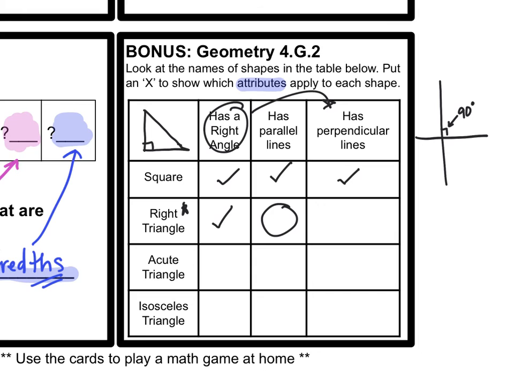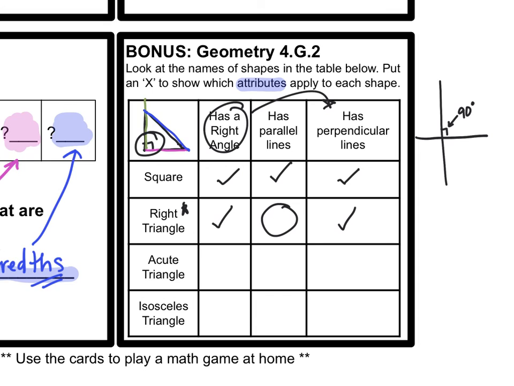There are no two lines on a right triangle, no matter how you try, that are never going to touch. So this is going to touch the pink line, and this is going to touch the blue line. There are no two lines on a right triangle that are not going to intersect and create something else. Last but not least, it has perpendicular lines. It does because it creates a right angle. So again, if it has a right angle, it also has those perpendicular lines.